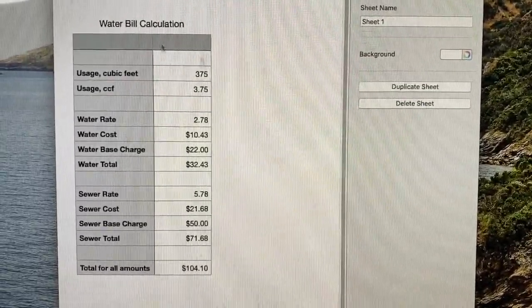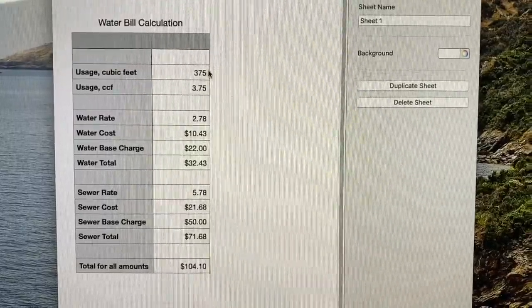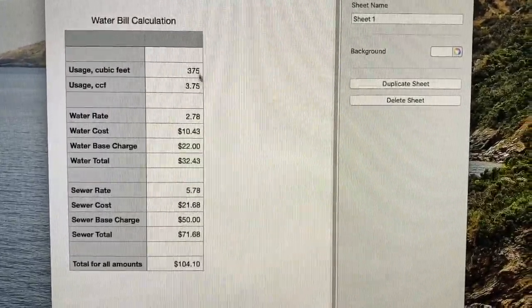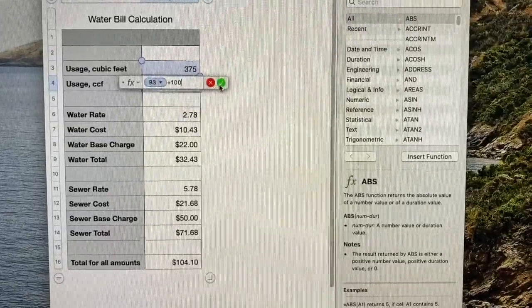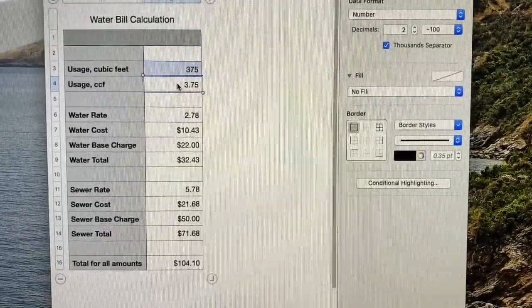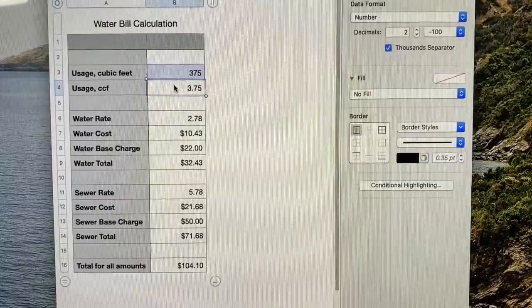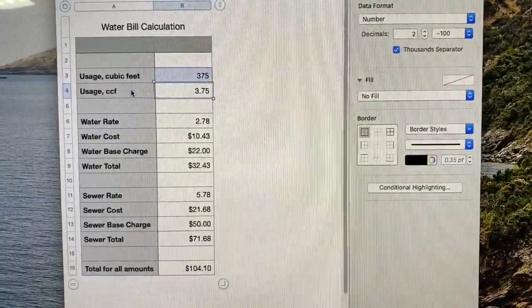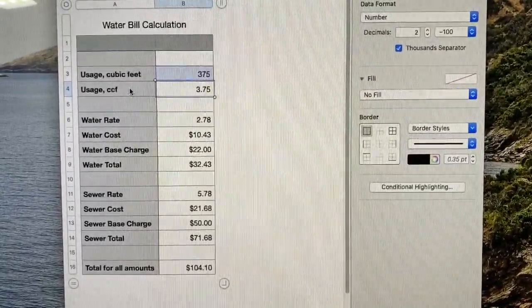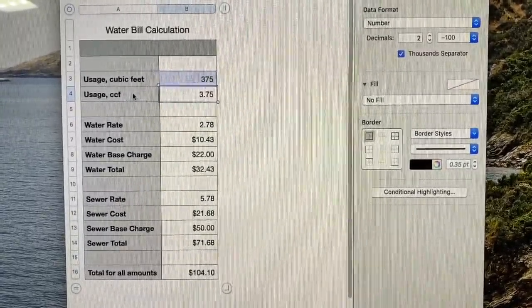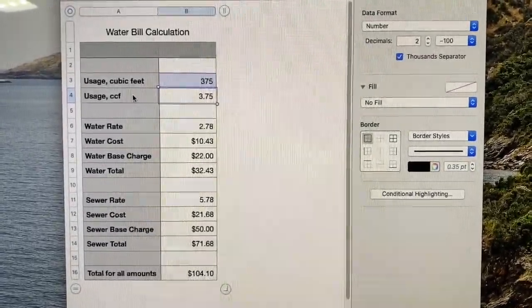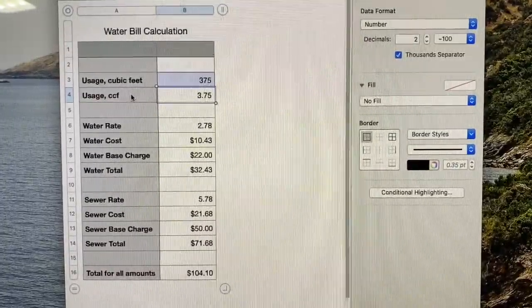We start at the top with 375 cubic feet. So I divided by 100. There's my little divide by 100 formula to get 3.75 100 cubic feet. And this says CCF, which is how a lot of other towns put it. The C means 100 and the CF means cubic feet. C meaning 100, like as in century, or Roman numeral C for 100.